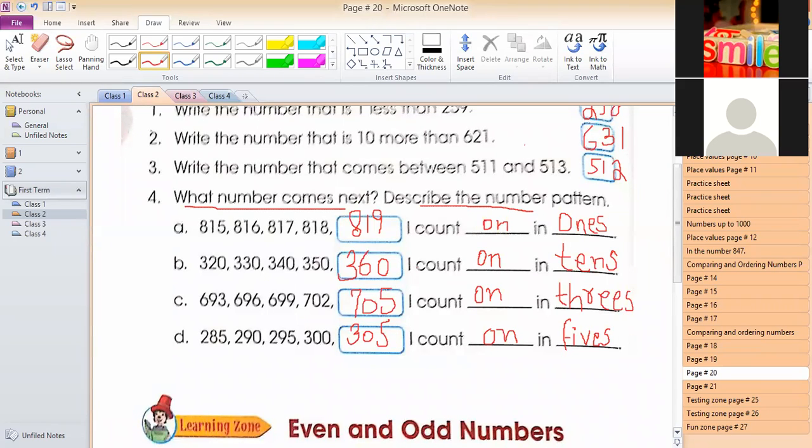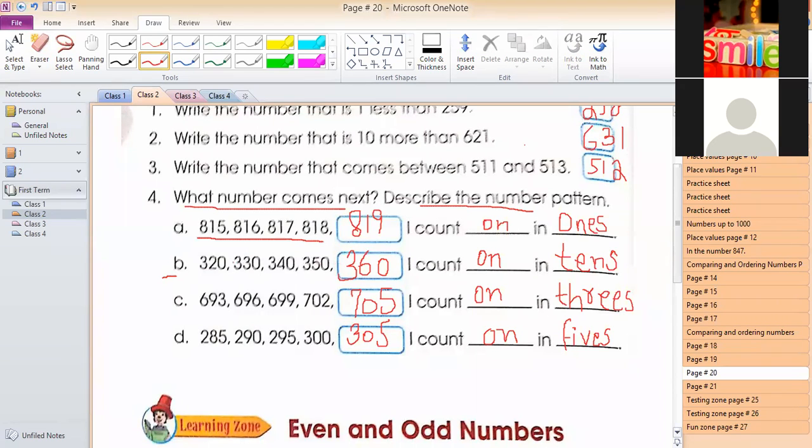So the first pattern, A, was 815, 816, 817, and 818. This was the easiest. After 818, 819. You are simply counting, okay, you are counting in ones. So after 818, 819 comes, and here you write that I am counting on in ones, or we are counting on in ones.